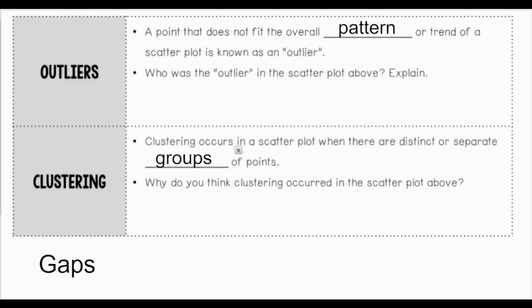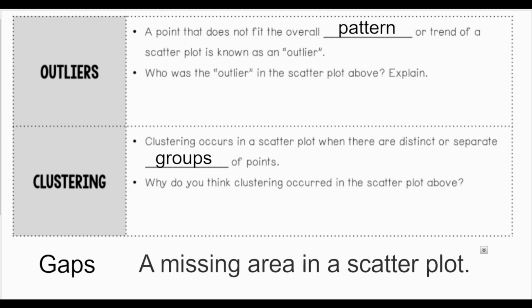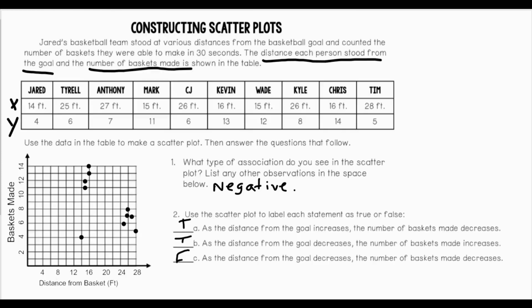And then our last definition is gaps. So gaps were a missing area in a scatter plot. So this might be data that we just don't have or data that was not collected. So this was a gap. People did not really shoot from about 17 to 24 feet.